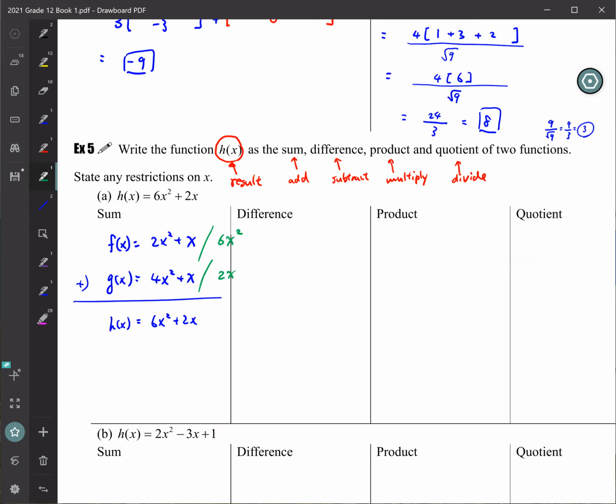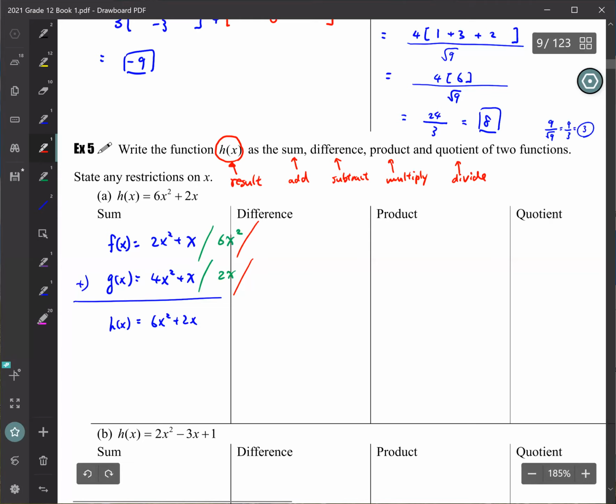Who should I call? Angela, what's your answer look like? I have the same as the first one in blue. Oh, really? What a coincidence. Okay, you think alike. Nick, how about you? I got the same thing. I did the same simple thing, 6x squared plus 2x. The simple one? Okay. Caleb, how about you?